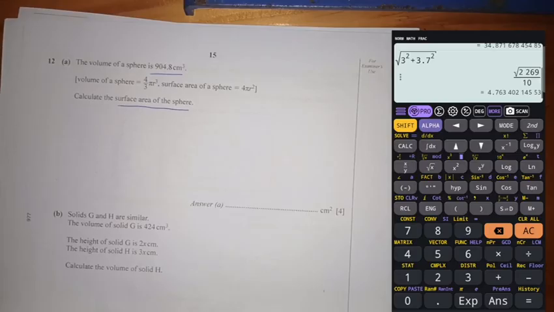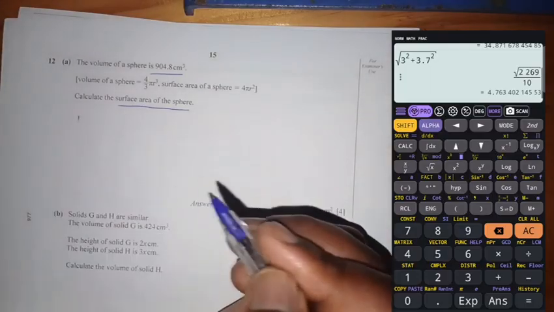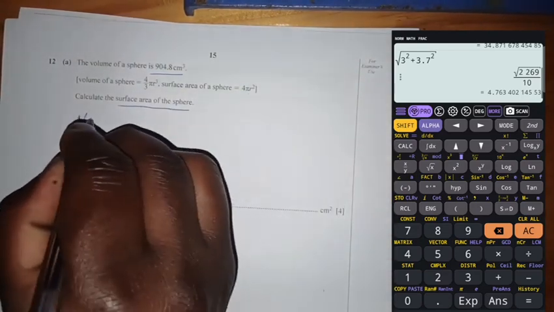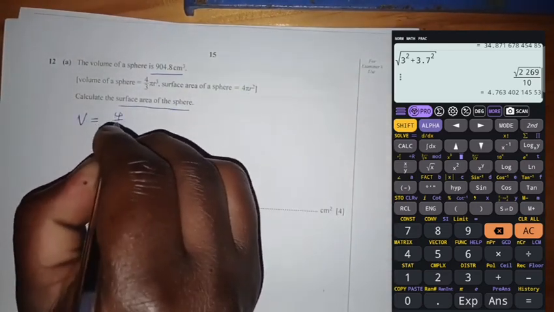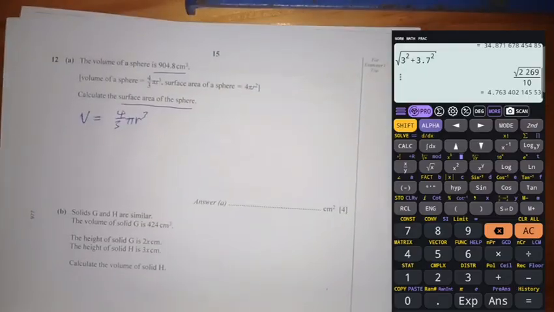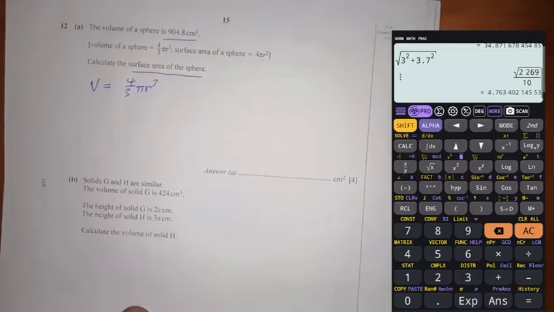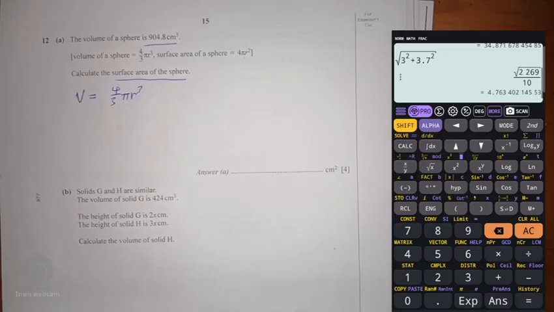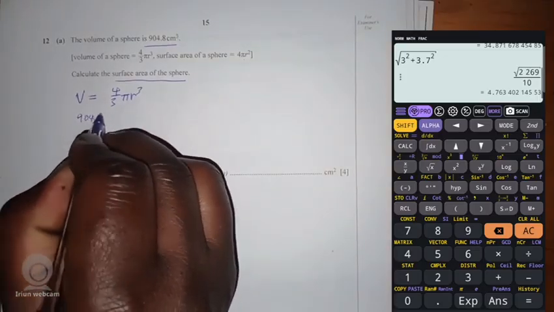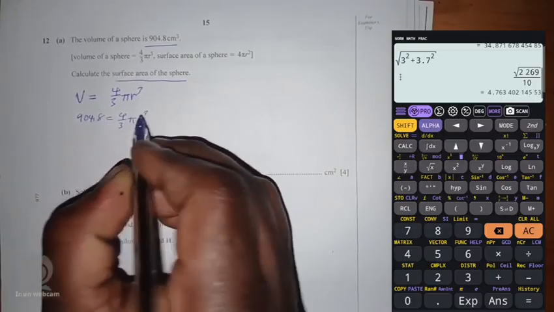Okay, now let's see. So the volume of a sphere, we need the radius first so that we can substitute it there. So the volume is equal to 4 on 3 pi r cubed. Now please avoid premature rounding. So to ensure that you are avoiding premature rounding here, so this one is 904.8 is equal to 4 over 3 pi r cubed.